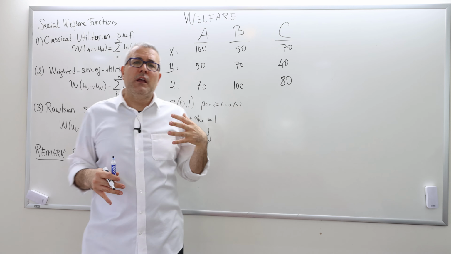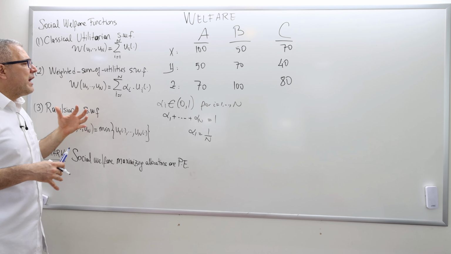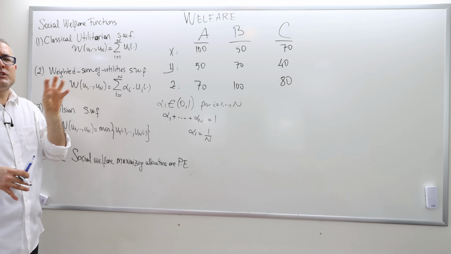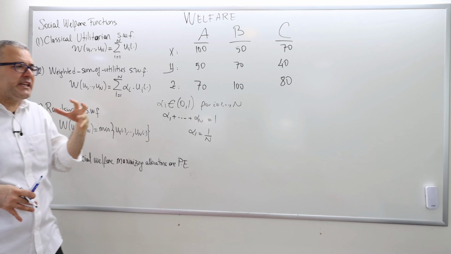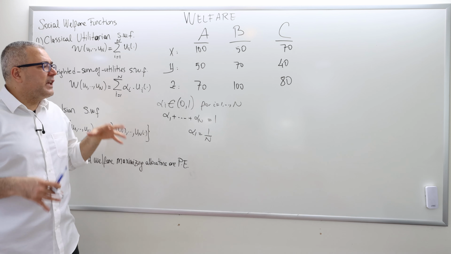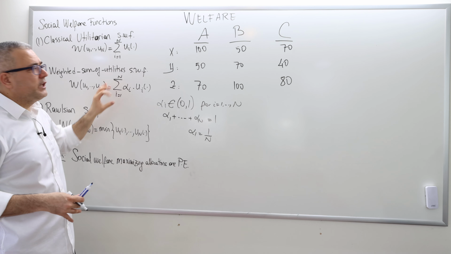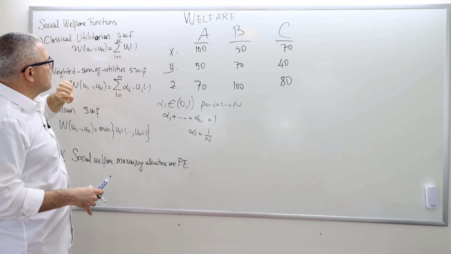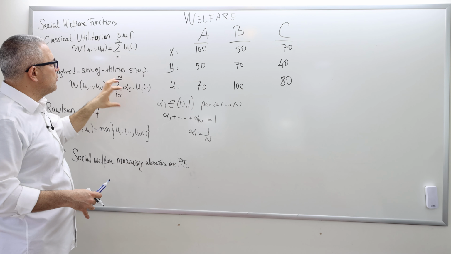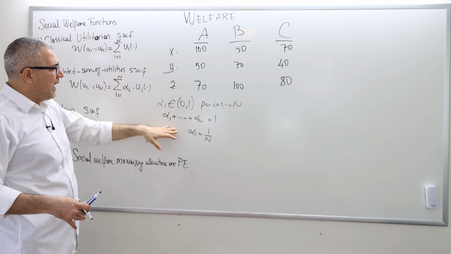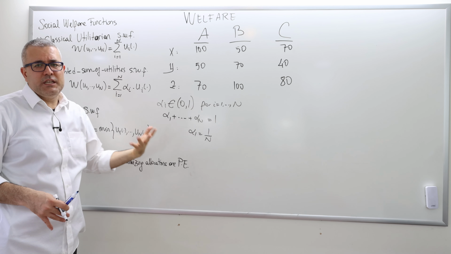So as the social planner, you may want to put more weight on some agents and less weight on other agents. You basically care about some agents more and others less. If this is the scenario, you can use those social welfare functions. By the way, the utilitarian social welfare function and the weighted sum of utilities social welfare function are, in a sense, equivalent if alpha i for each individual is equal to 1 over n.